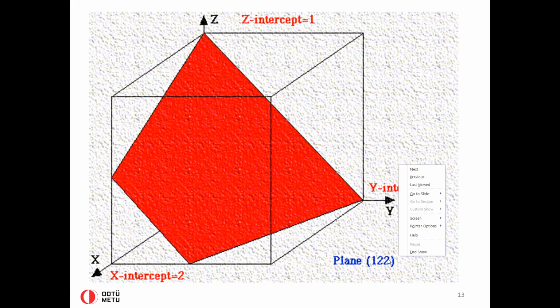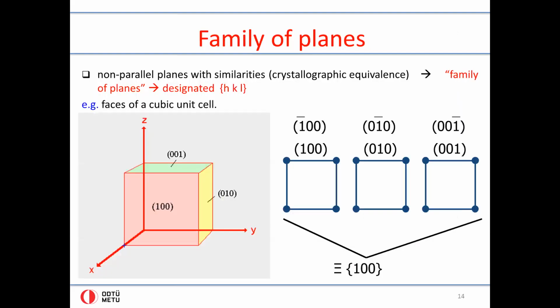In fact, you will see that planes of atoms along the faces or along the diagonals are generally more critical than planes of atoms in any random orientation. Okay. So then, similar to a family of directions, you have what's called a family of planes, and non-parallel planes with similarities, meaning equivalence, meaning number of atoms per area of the plane within the unit cell, can be identical.